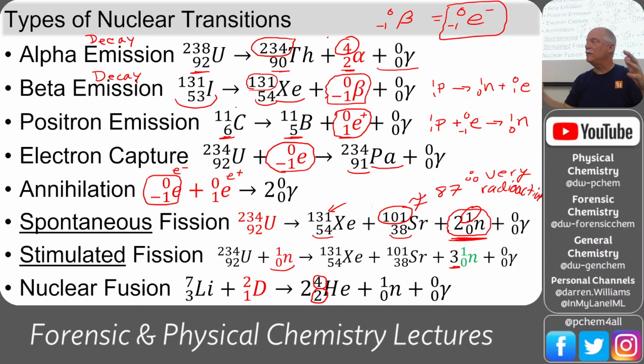And how do you balance those out? You got to know what a neutron is. You got to know what a proton is, what an electron is, what a positron is, and an alpha particle. So you got to know those 5 particles, and an electron and a beta particle are the same thing. So once you balance them with those particles, then the rest is pretty easy.